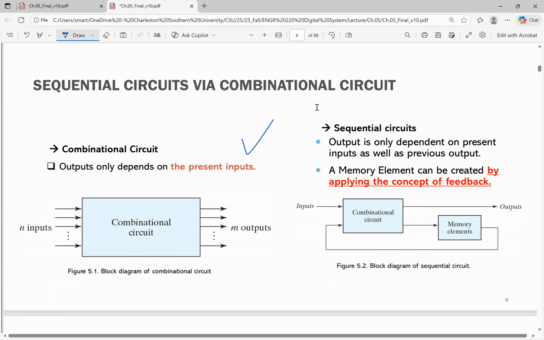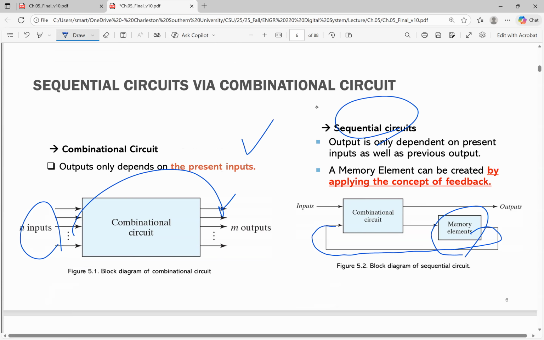Again, a combinational circuit only considers the present inputs, and the output comes after passing through the combinational circuit, which includes a lot of combined logic diagrams. But a sequential circuit has memory elements. The output also affects the future output together with the input.